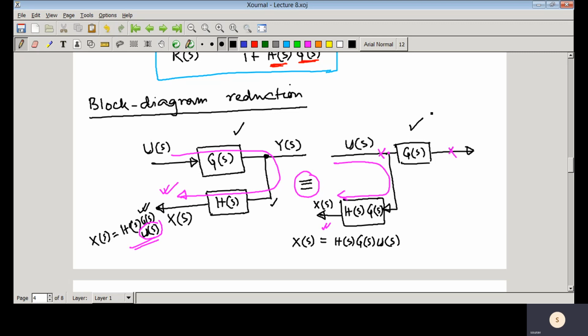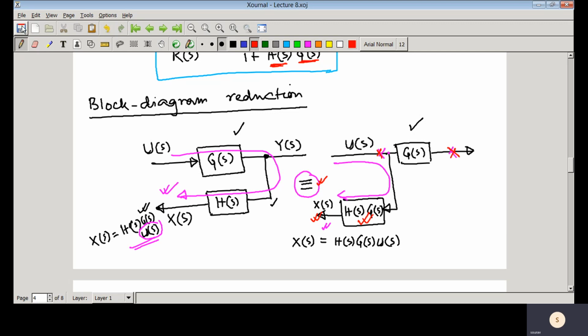So here what you have seen, that means if you change this branching point position from here to here, then you need to change this block's transfer function to keep the same signal here. Then only these two block diagram representations would be equivalent.